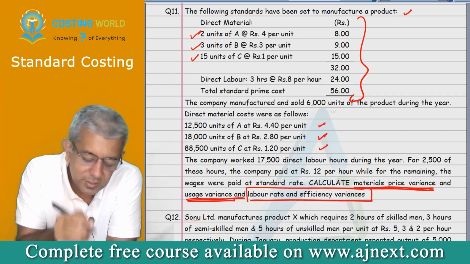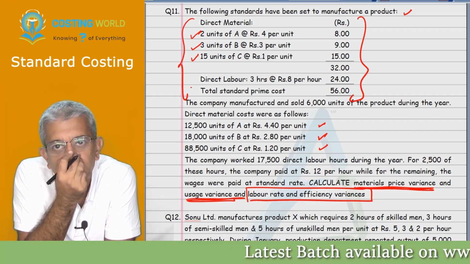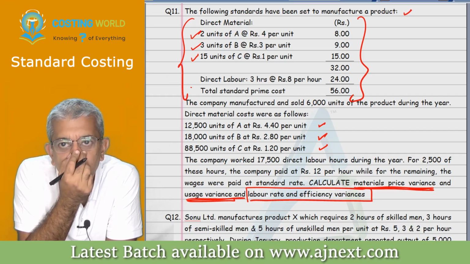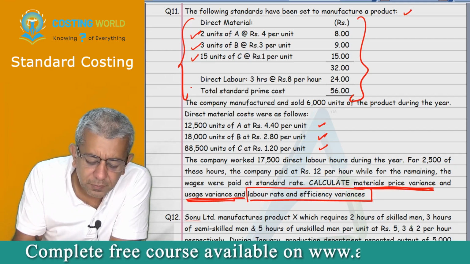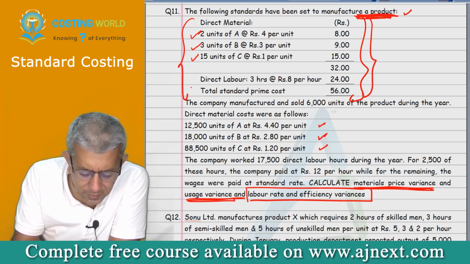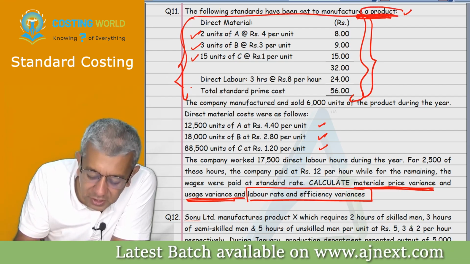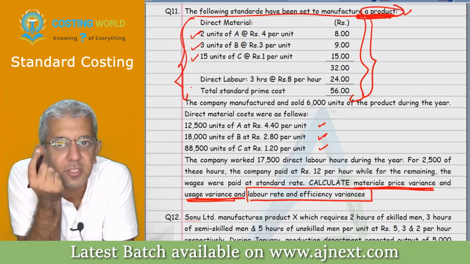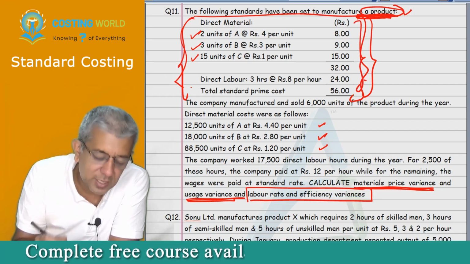Cartoons. This is a standard data for producing how many units of the product? 6,000. One product per unit. This is the data for producing 1 unit of the product, no? Yes. Beta, the following standards have been set to manufacture a product. So to manufacture 1 unit, this is a standard cost. So this is a standard cost for 1 unit.